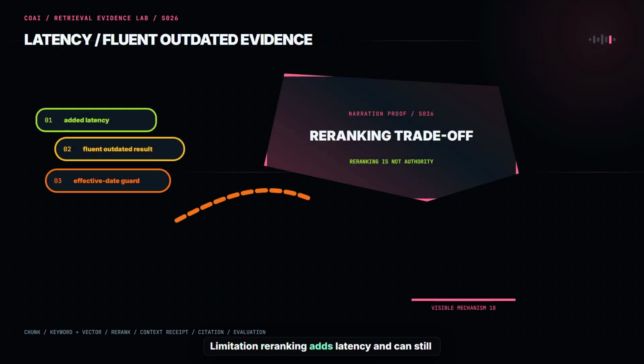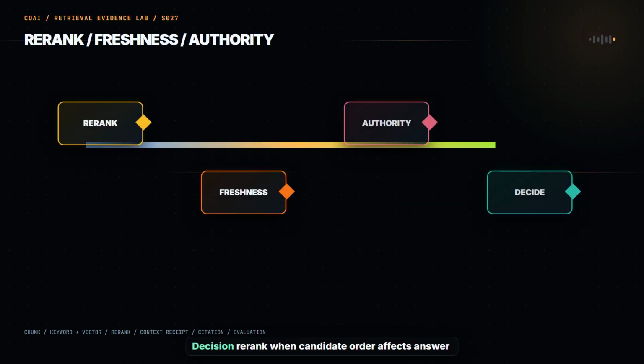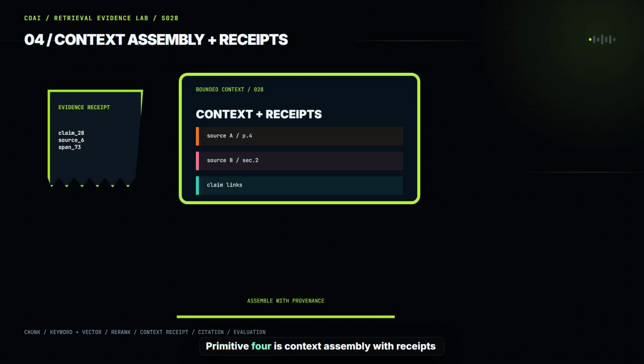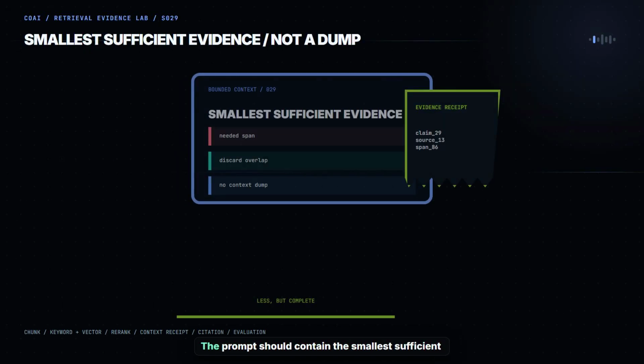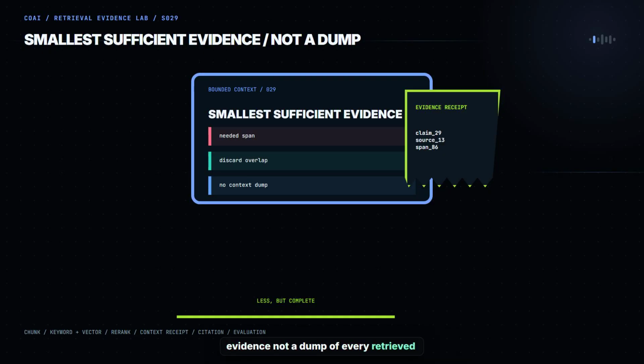Limitation: re-ranking adds latency and can still prefer fluent but outdated evidence. Decision: re-rank when candidate order affects answer quality and apply freshness and authority rules explicitly. Primitive 4 is context assembly with receipts. The prompt should contain the smallest sufficient evidence, not a dump of every retrieved chunk.